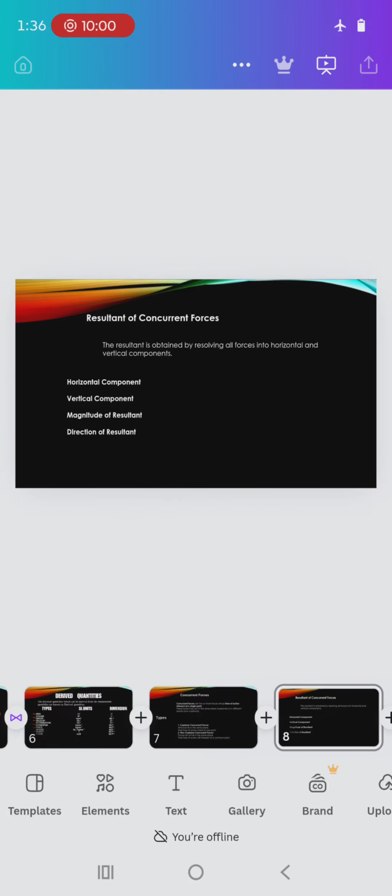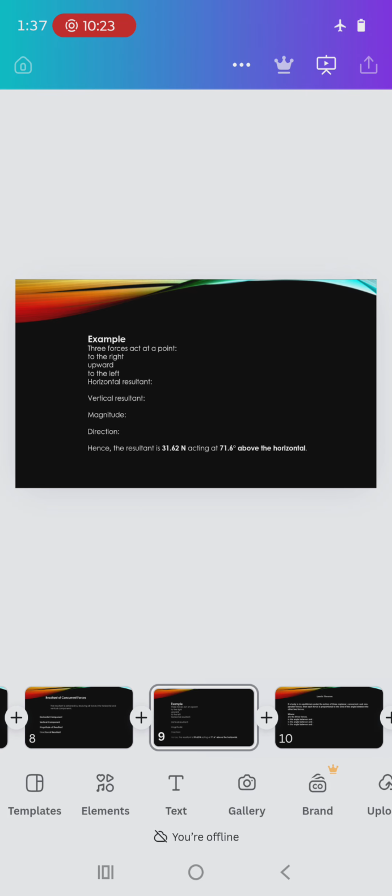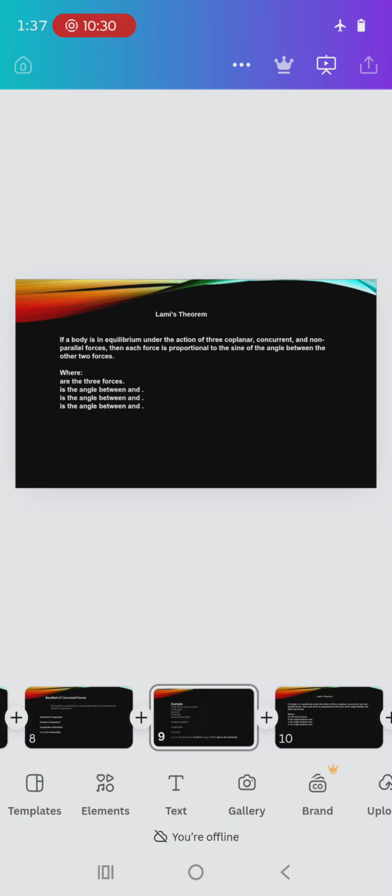Then resultant of concurrent forces. Okay. The resultant is obtained by resolving all forces into the horizontal and vertical components. These types: horizontal component, vertical component, magnitude of resultant, direction of resultant. This is the example. Then next one is Lami's theorem.